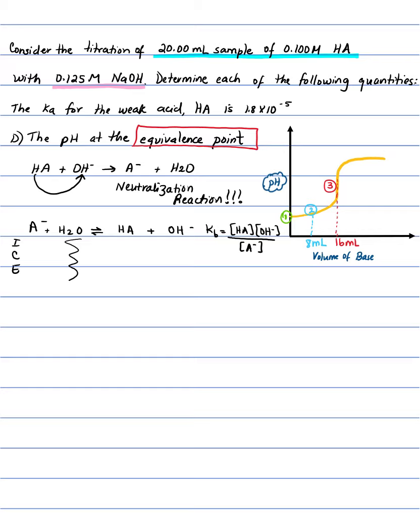You don't have a value of Kb given. You have a value of Ka right there. But we can calculate a value of Kb, which you're going to need to solve this problem. So Kw is equal to Ka times Kb, which means that Kb is equal to Kw divided by Ka. Kw is 1.0 times 10 to the minus 14, and you have your Ka value, which is 1.8.